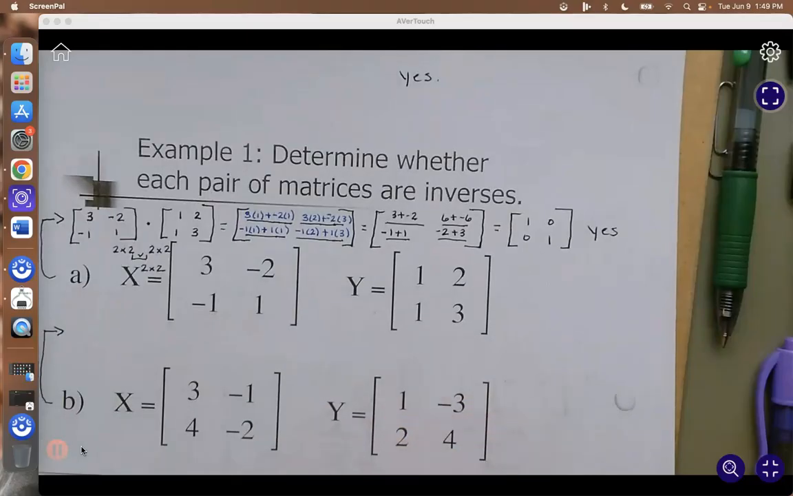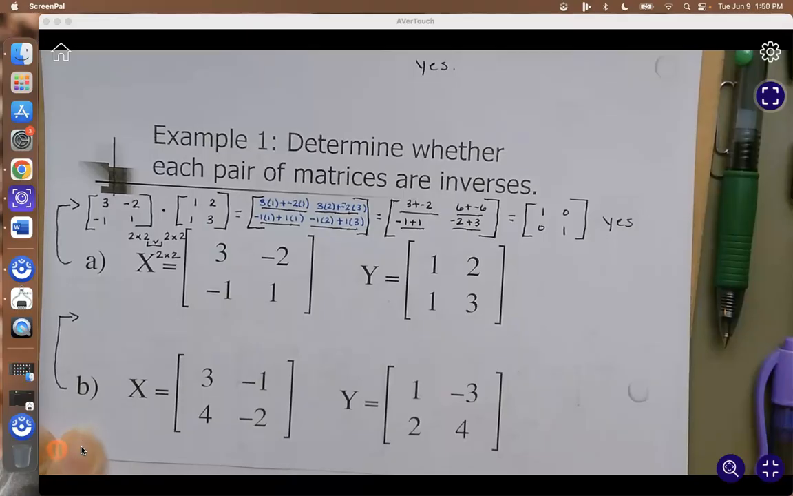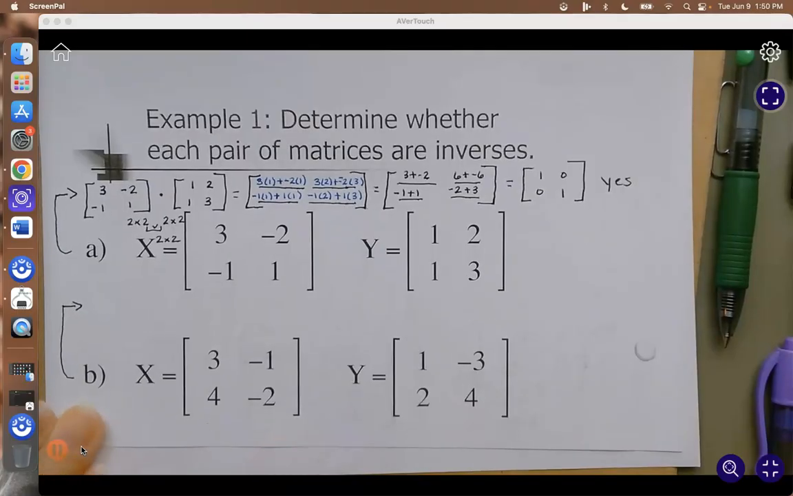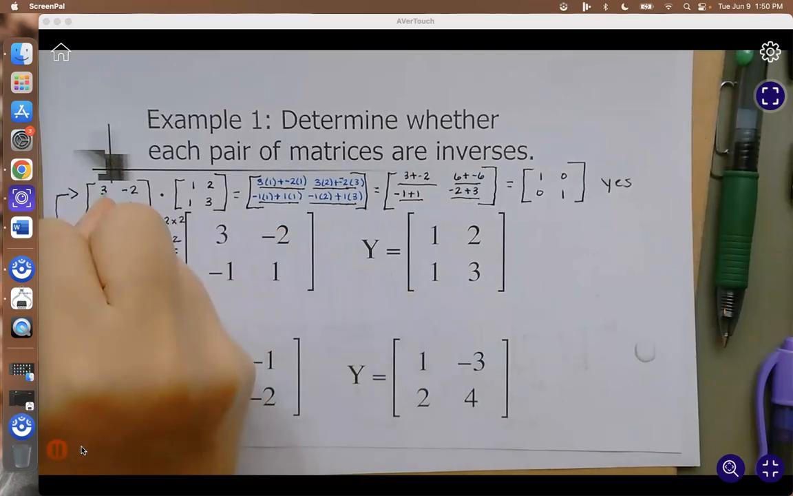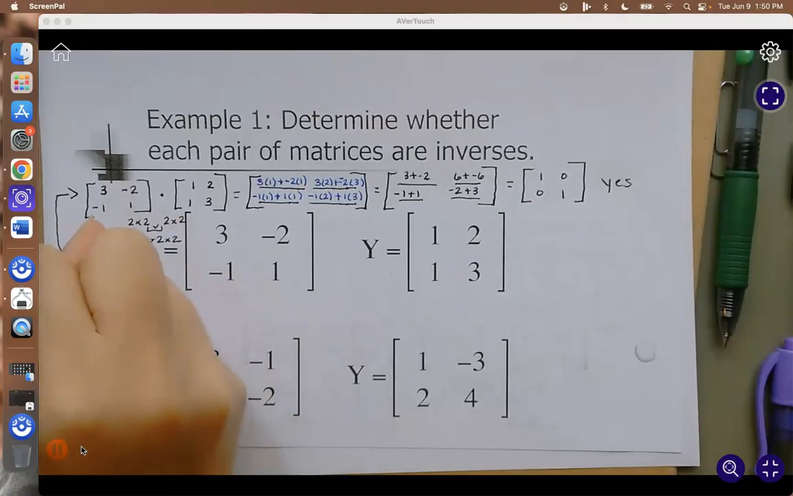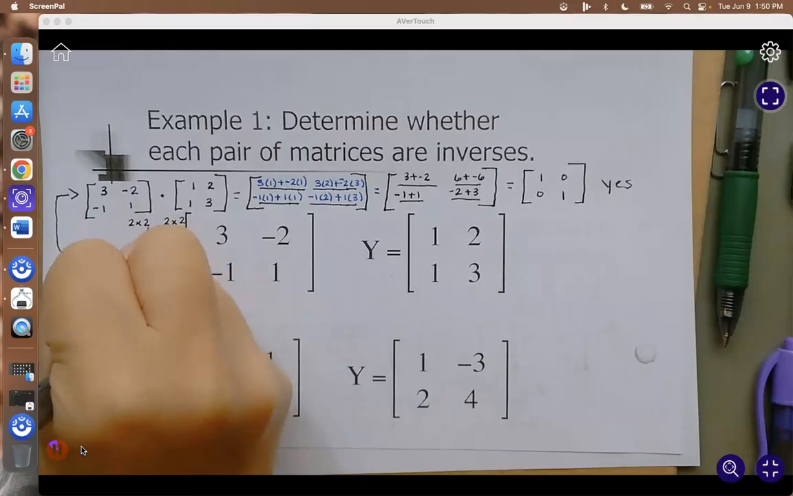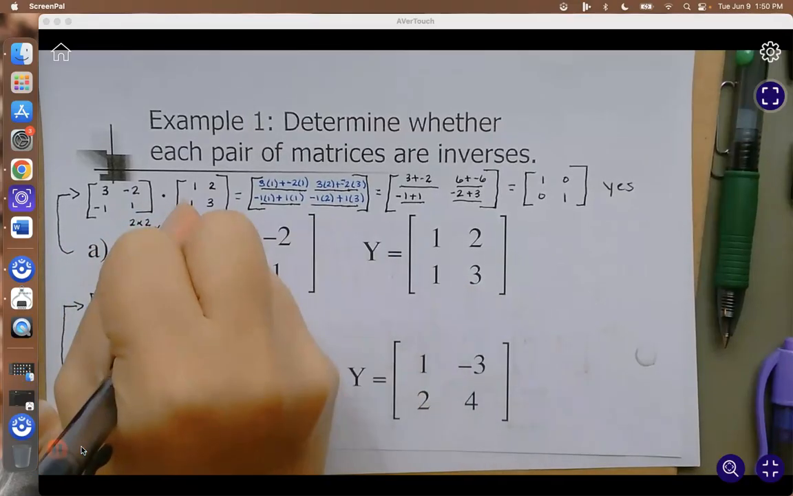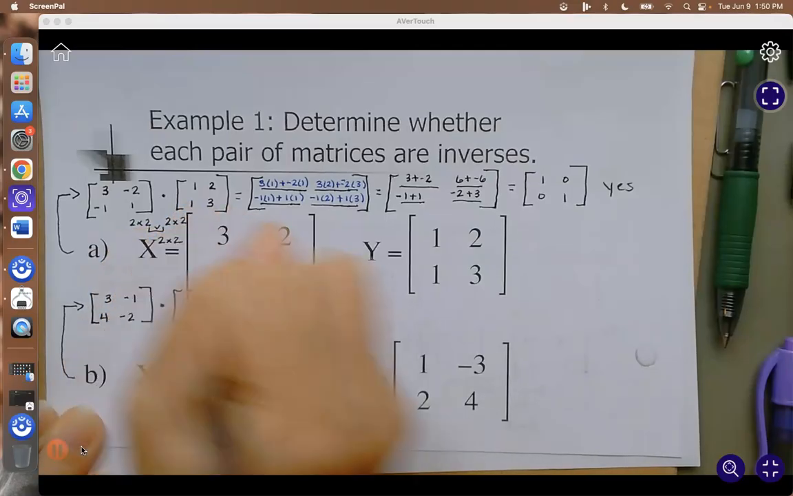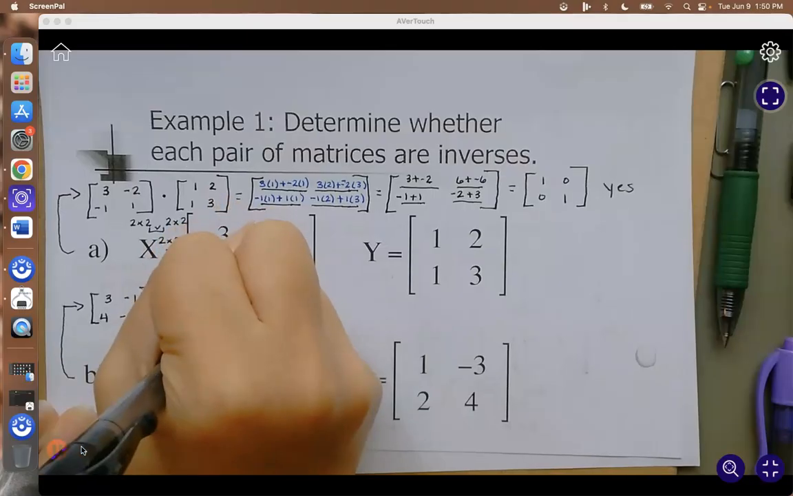So my money's on this one's probably going to be no, but let's do it anyway. Okay. So again, here we are. We have 3, negative 1, 4, negative 2 times 1, negative 3, 2, 4.